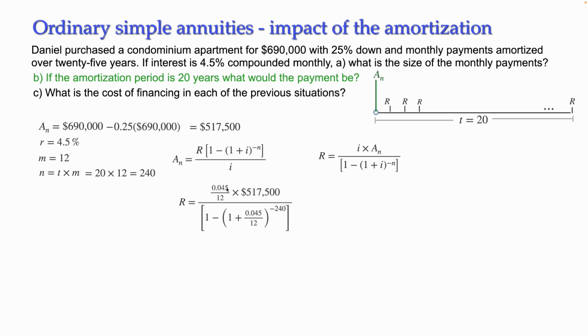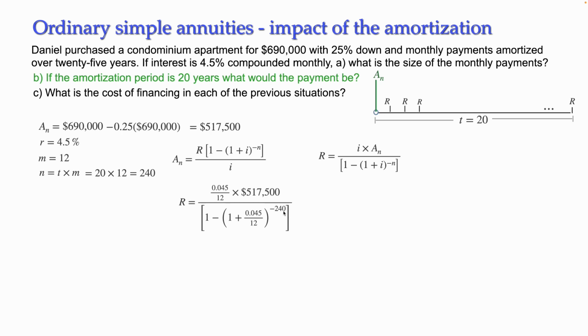So when I make the substitution, I put here 240. I use the calculator in the same way. 0.045 divided by 12 multiplied by 517,500 and divided by, open bracket in your scientific calculator, 1 minus, open another bracket. In your scientific calculator all the brackets look the same, it's not like when you are typing that you have square bracket and round bracket. Use 1 plus 0.045 divided by 12, close bracket, to the power negative 240.